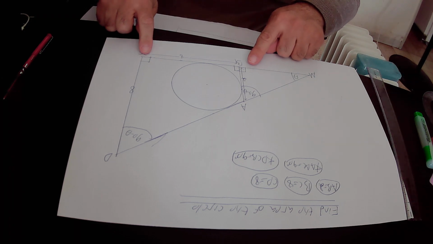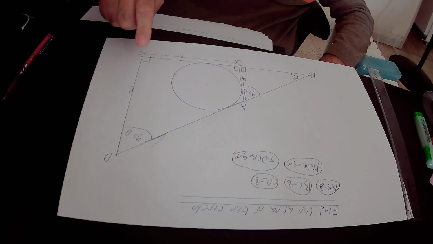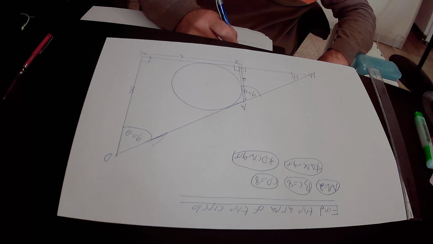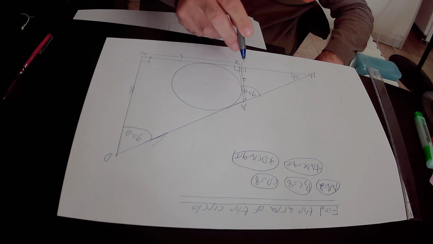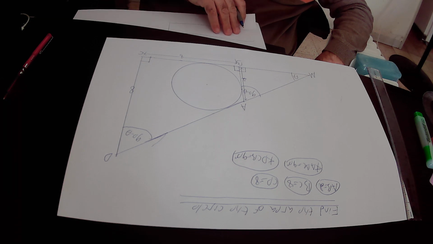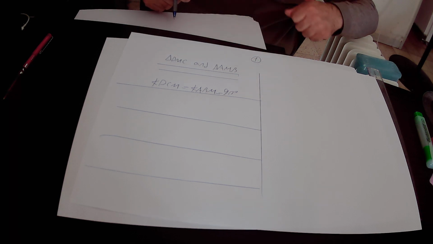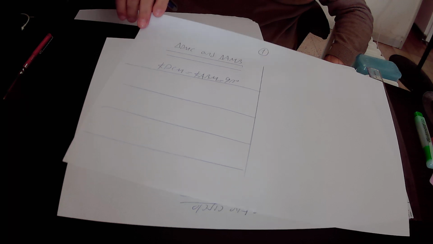First of all, those two angles are both equal to 90 degrees, therefore they are equal to each other. So angle DCM in the big triangle equals angle ABM in the small triangle. They are both equal to 90 degrees, therefore they are equal to each other.